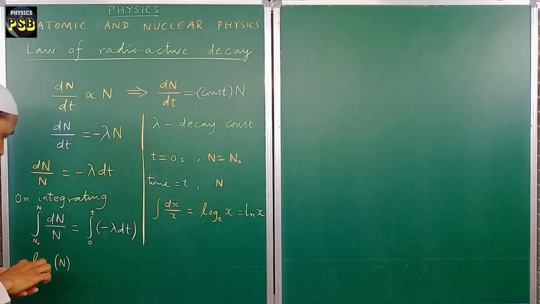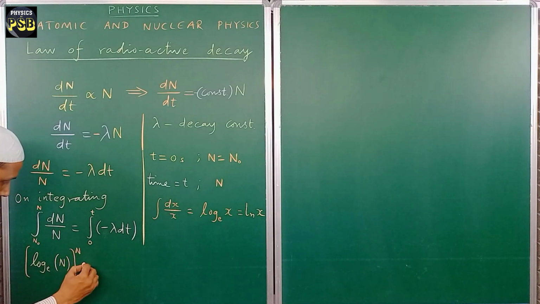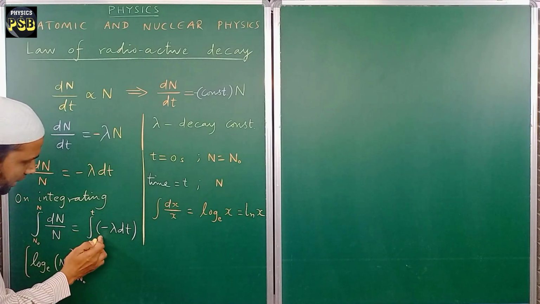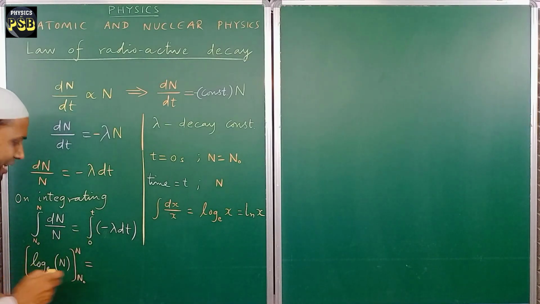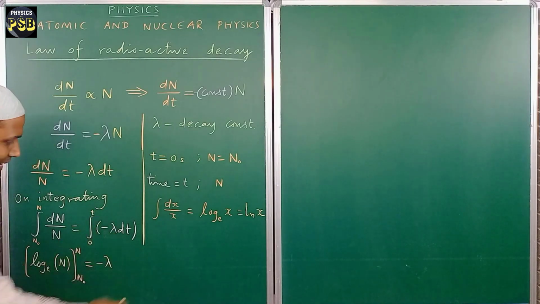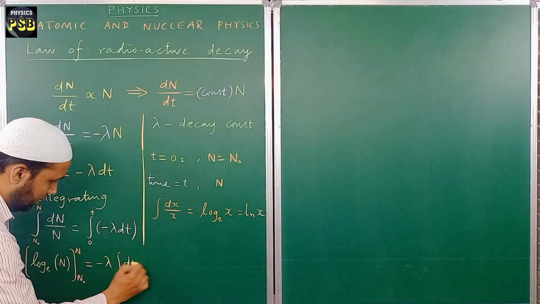Okay, and here we have the limits. Limits are written outside the bracket. Lower limit is n naught, upper limit is n. This one is equal to... Now I am going to integrate this. Here, minus lambda is a constant, so we cannot integrate the constant. So it is taken out, and we will integrate only this term, dt.